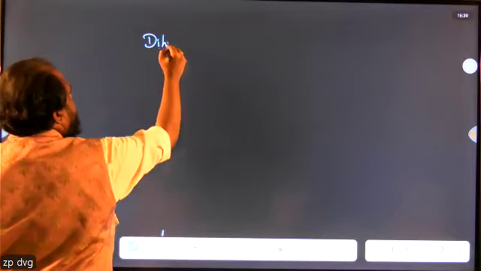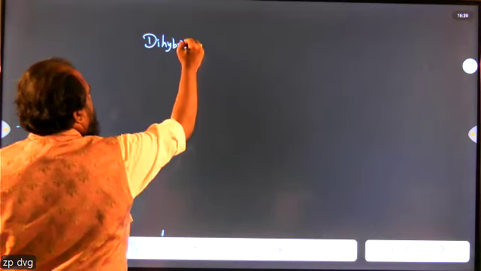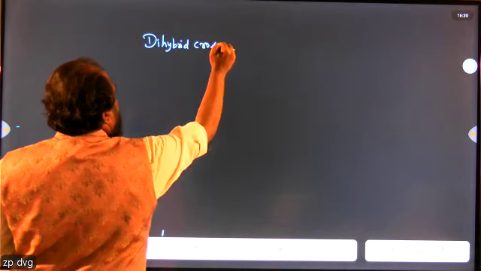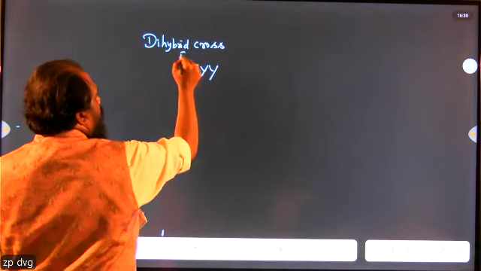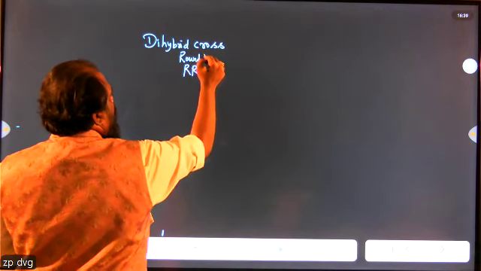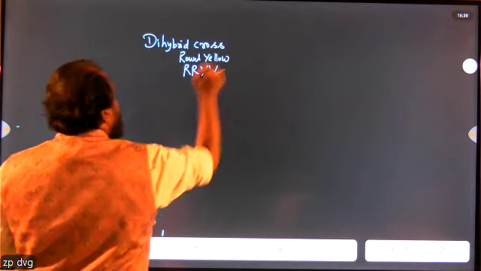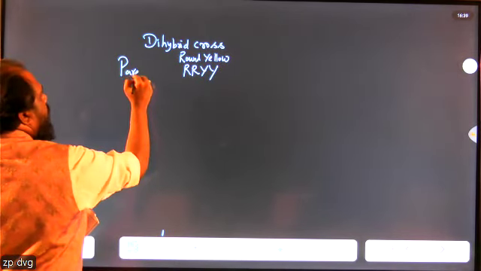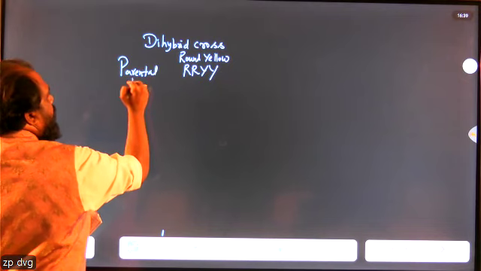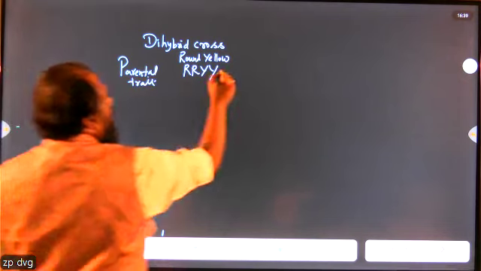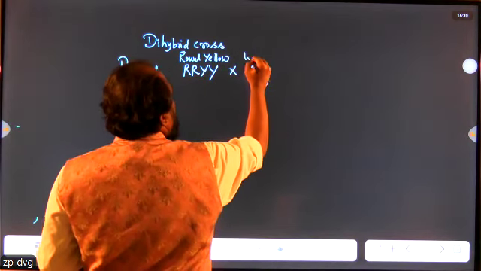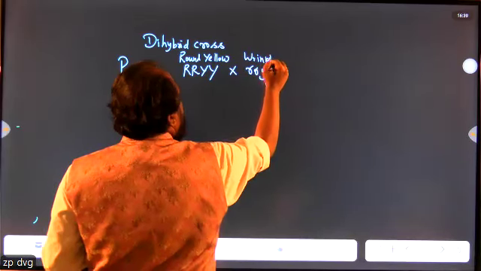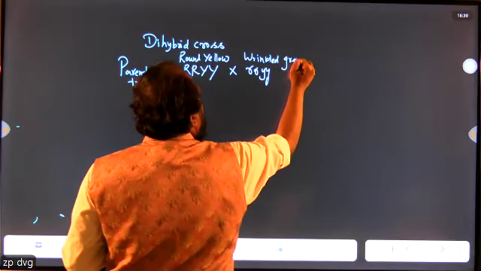Okay, let's talk about a dihybrid cross. Hope you remember the dihybrid cross. The dihybrid cross is capital R, capital R, capital Y, capital Y, which is round yellow. So round yellow is considered to be the parental trait. Crossed with small r, small r, small y, small y, which is wrinkled green. I hope you are following.